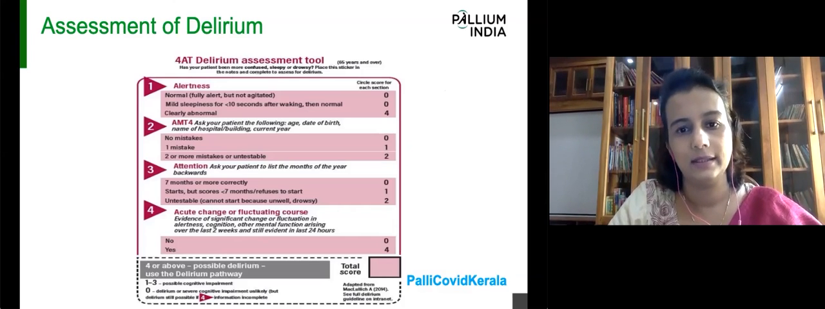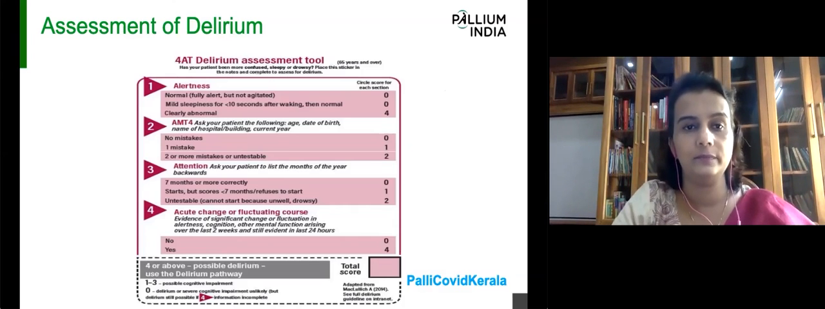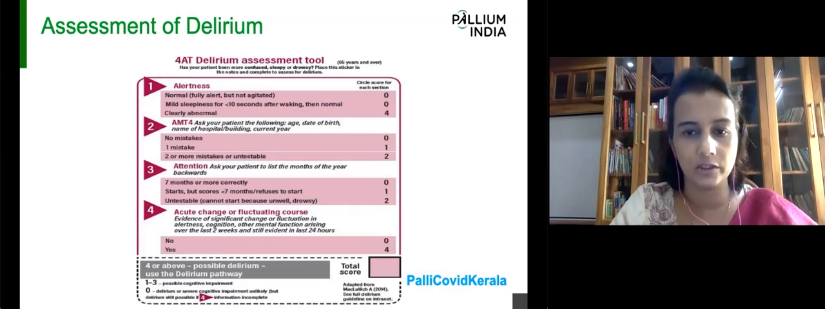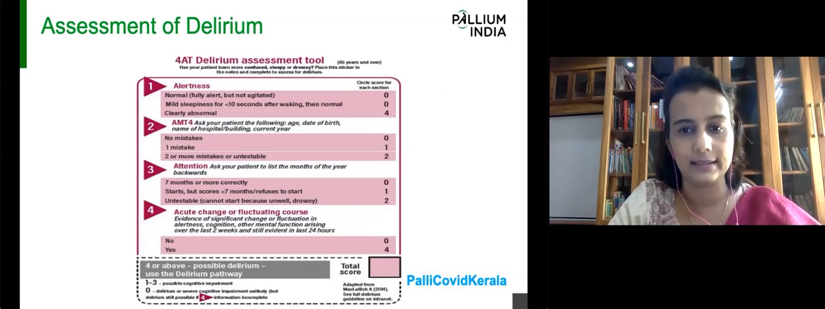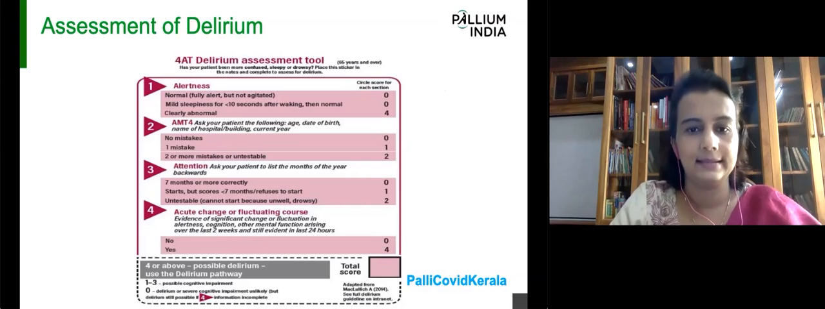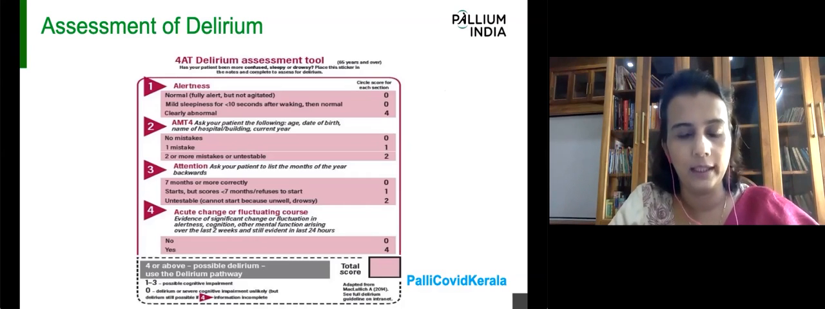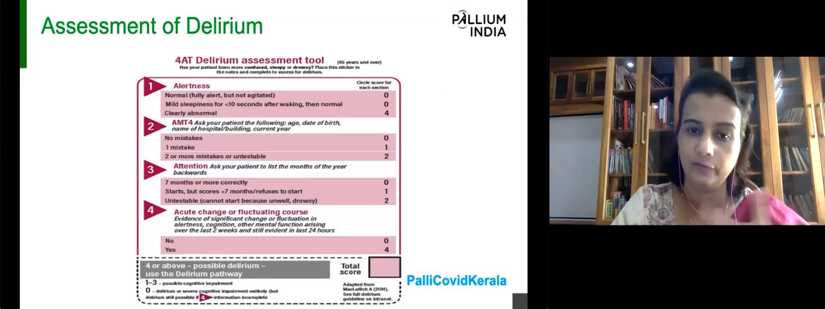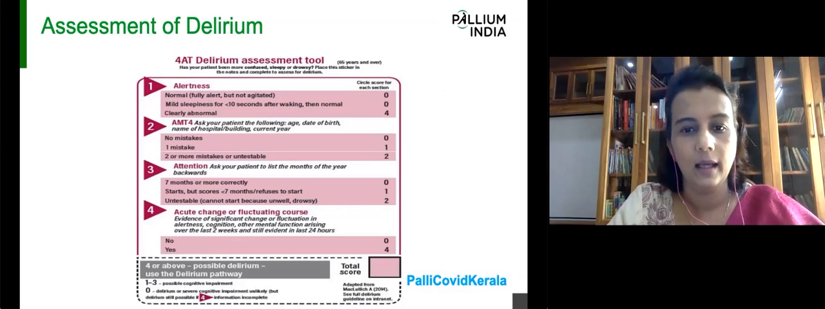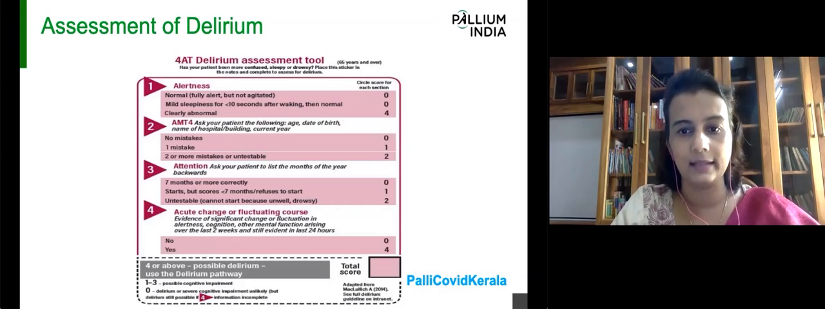And the last one is maybe a bit difficult to assess, because you have to evaluate whether the patient has got an acute change or a fluctuating course. But there's a significant change or fluctuation in the last 2 weeks. Now, this can only be elicited by speaking to family normally. Sometimes it's not possible in a current scenario. You can maybe telephone call them and ask about that. But if there is a definite change or fluctuating course in the last 2 weeks and it's evident in the last 24 hours, they score a 4.